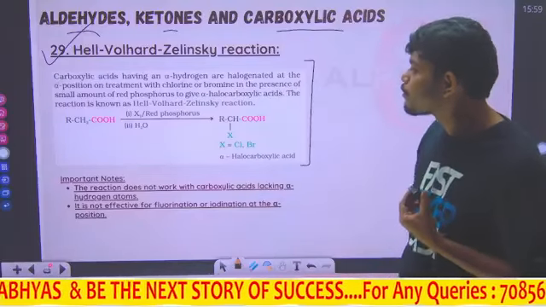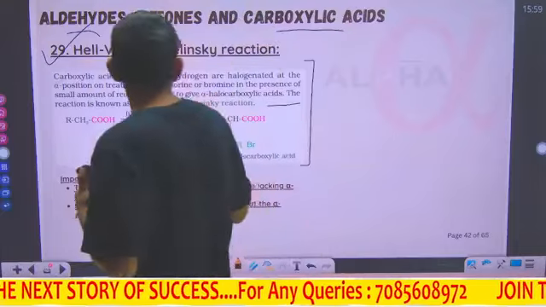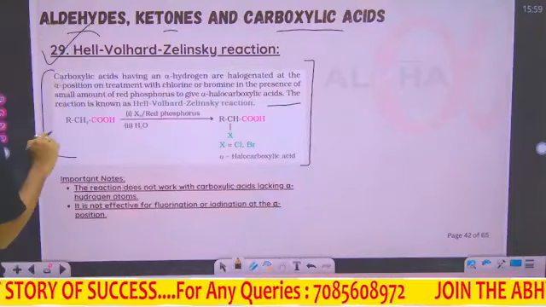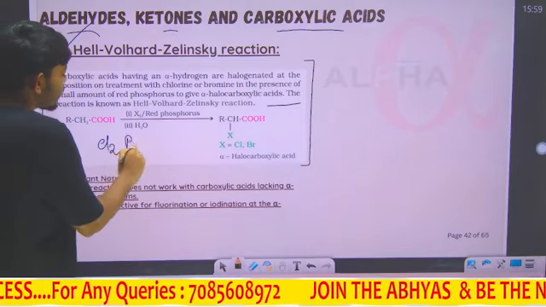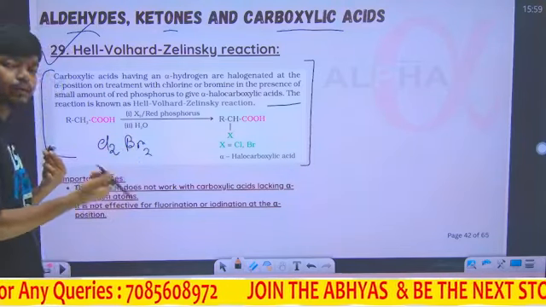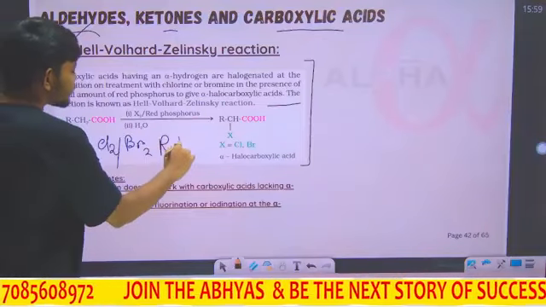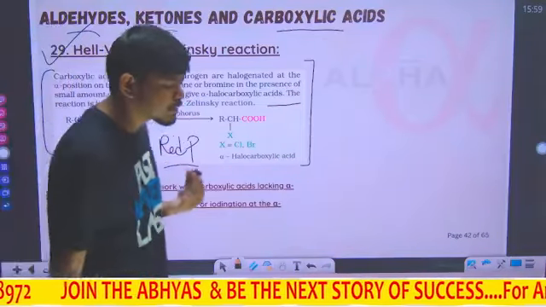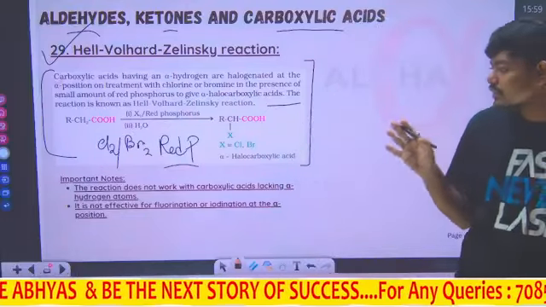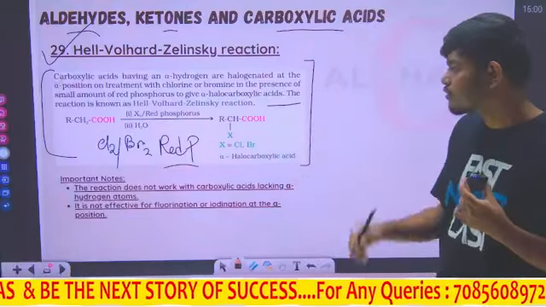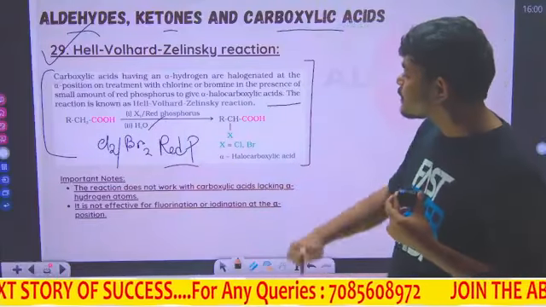The alpha position, on treatment with chlorine or bromine in the presence of a small amount of red phosphorus, gives an alpha-halocarboxylic acid. This reaction is known as Hell-Volhard-Zelinsky. X2 means use Cl2 or Br2. If you want to add chlorine, use Cl2; if you want to add bromine, use Br2. Phosphorus has many different structures, such as white phosphorus and red phosphorus. Here red phosphorus is used, and water for hydrolysis. These are the reagents.